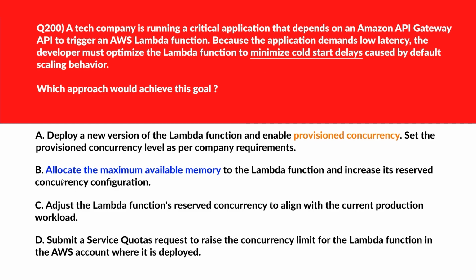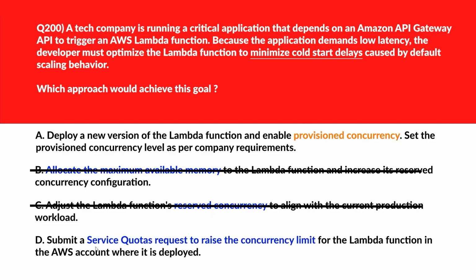We'll move to B. B says allocate the maximum available memory to the Lambda function and increase its reserved concurrency configuration. Increasing memory can improve execution speed but doesn't address the cold start issue what we have. So B is wrong. Let's move to C. C says adjust the Lambda function reserved concurrency to align with the current production workload. Adjusting reserved concurrency ensures consistent access but doesn't reduce cold start latency again. So C is wrong. Let's move to option D.